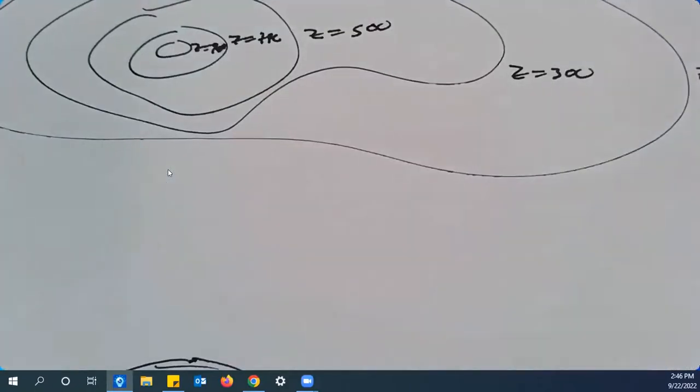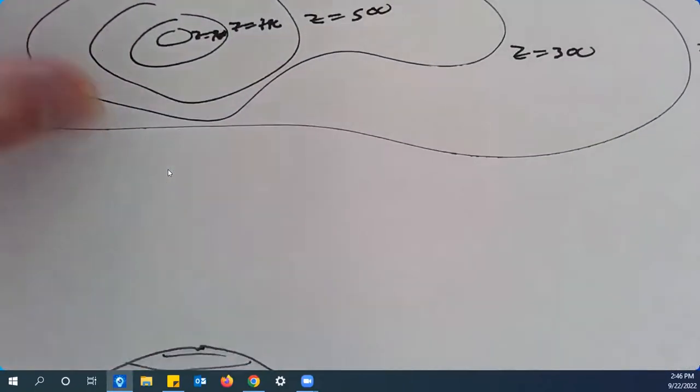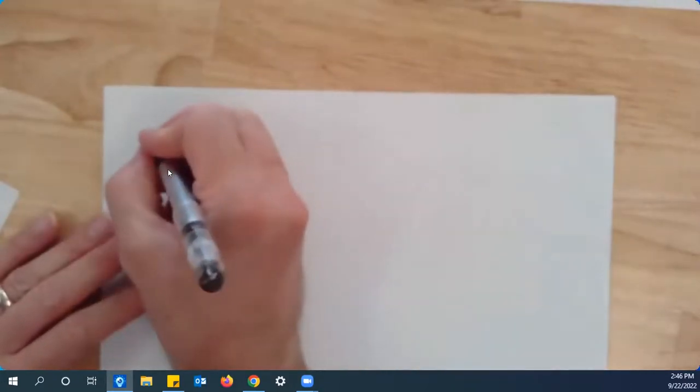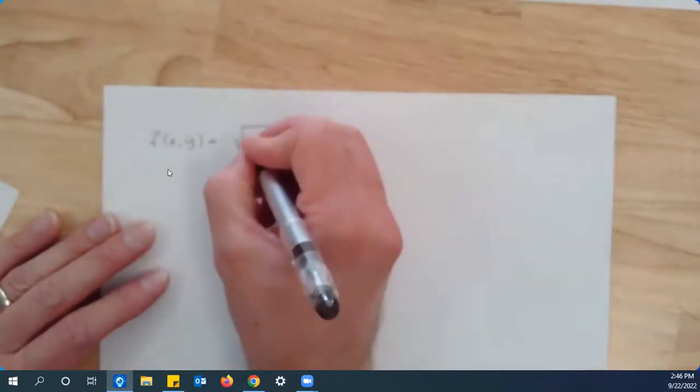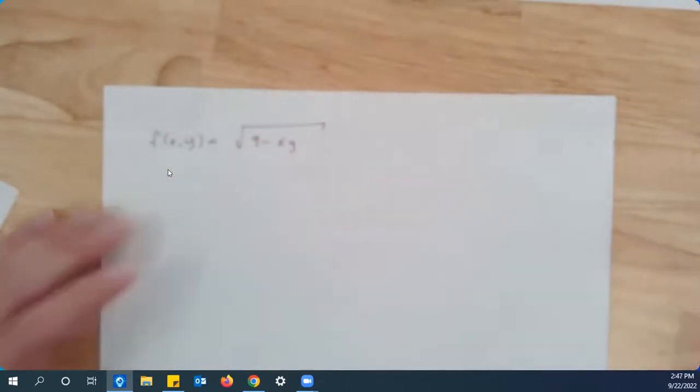Let's look at least 1 or 2 more examples because we've got 10 minutes. Let's do one of those. I want to pick something that's not too terrible. Sorry, I'm trying to think of something that's not terrible. Let's say our function was the square root of 9 minus xy.